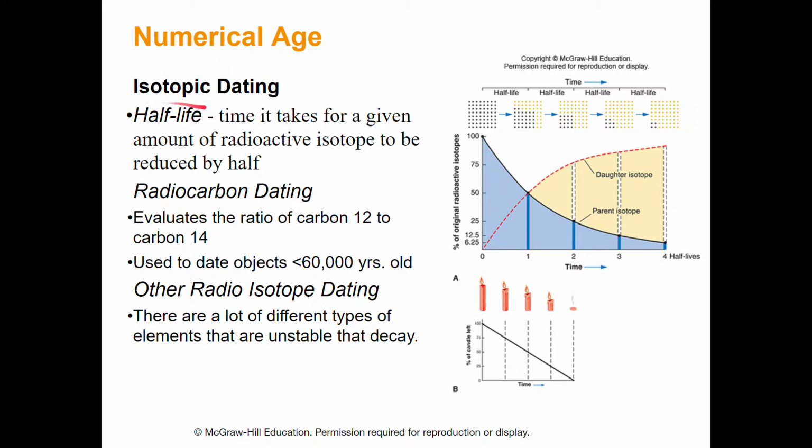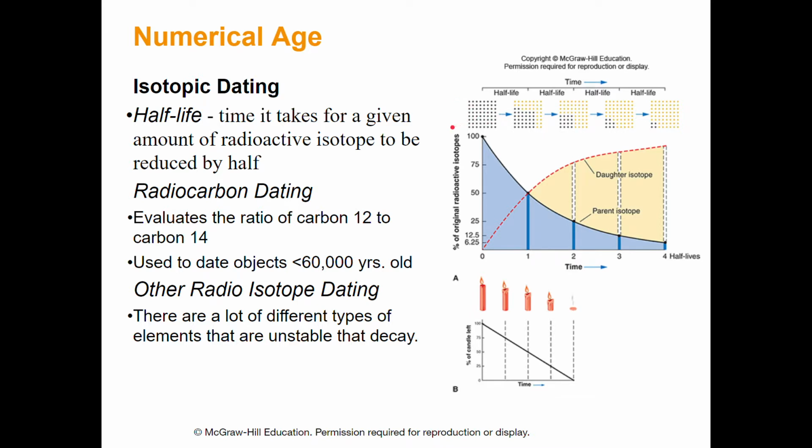So with isotopic dating, we have something called half-life. Before I even launch into that, in fact, I almost want you to pause it right here to go watch another video that I'm going to post on carbon dating, because I think it'll do a really good job of explaining how this age dating works.